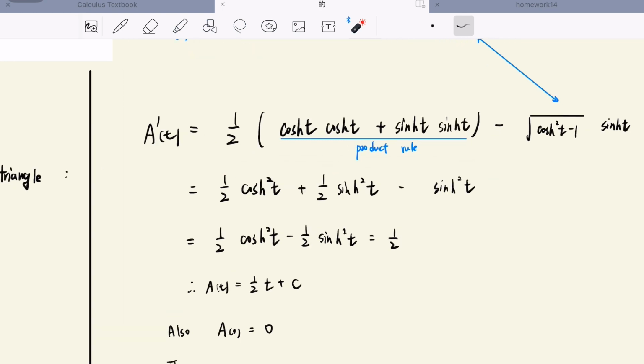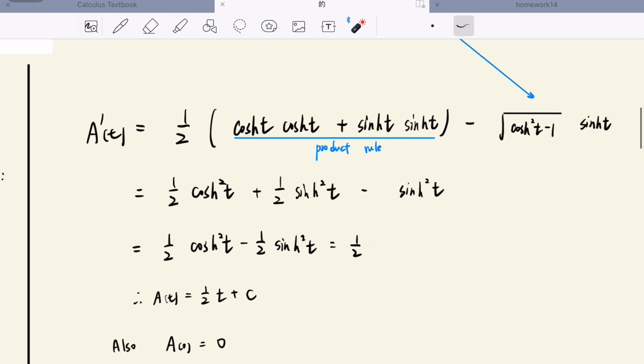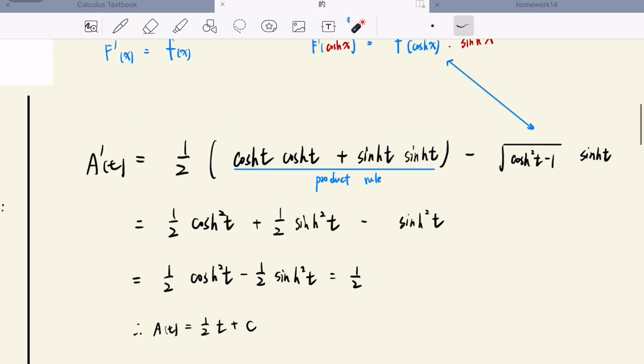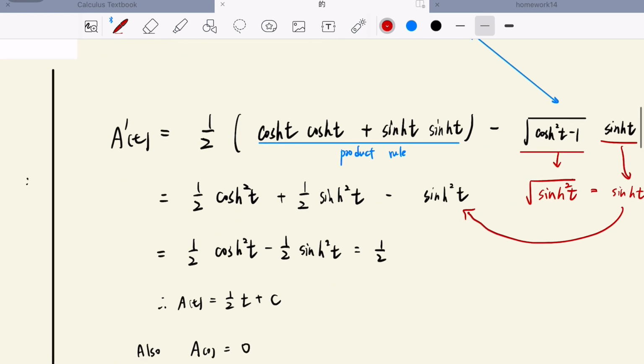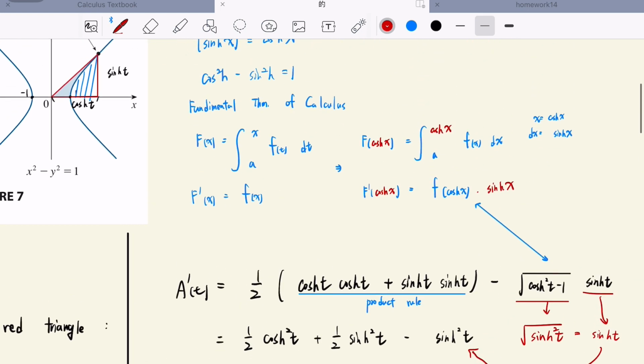So by simplifying the function, we can get the function equals 1/2 of hyperbolic cosine t squared and 1/2 of hyperbolic sine t squared minus hyperbolic sine t squared, because this equals the square root of hyperbolic sine t squared, which equals hyperbolic sine t times hyperbolic sine t. So it will become hyperbolic sine t squared, which is quite easy if we know the property on top.